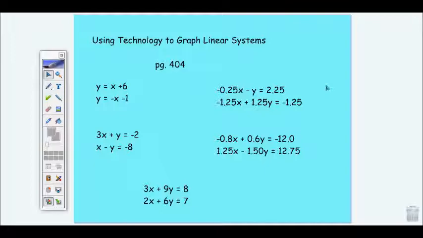Now, this is right from your book, page 404, and we're going to see a couple different equations here, and we're going to use Desmos to help us graph those linear equations. As you can see in this first set, the equations are already written in slope-intercept form, and they have pretty simple intersecting points or graphing points. We have a y-intercept of 6 and a y-intercept of -1, and we have a slope of 1 and a slope of -1. So this one is pretty simple to go ahead and graph ourselves.